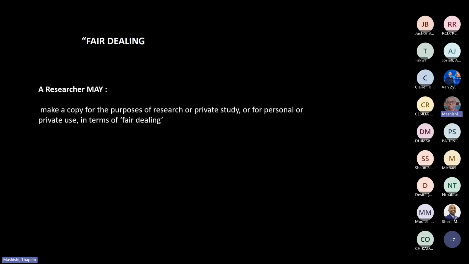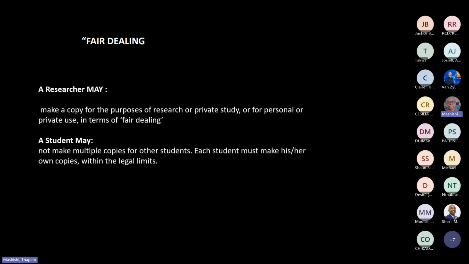Okay, and the Copyright Act also has a provision called fair dealing, and this allows for a certain amount of copying or reuse of somebody's work without getting permission from them. This is for research purposes. You may make a copy for the purpose of research or private study, or for personal or public use in terms of fair dealing. The student may not make multiple copies for other students. Each student must make his or her own copies within the legal limits. Fair dealing only covers research, the use for yourself.